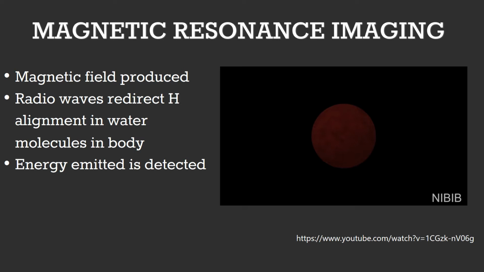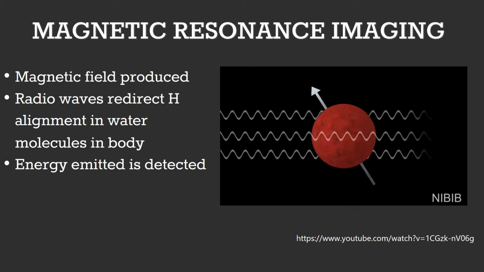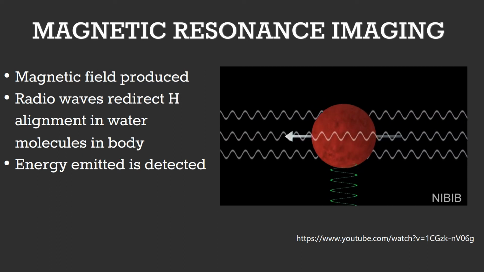The red sphere is a proton. It spins and creates a magnetic charge. When a strong magnetic field is produced, the proton aligns with that field. A radio frequency pulse is then introduced, which disrupts the proton, forcing it to realign 90 degrees or 180 degrees to the magnetic field.